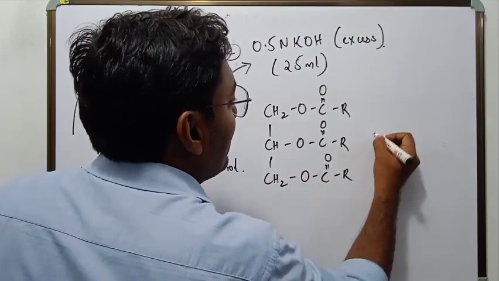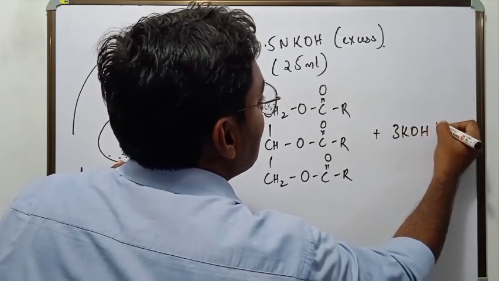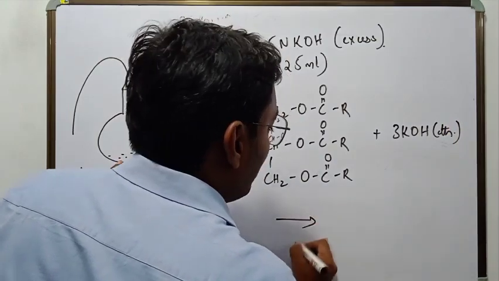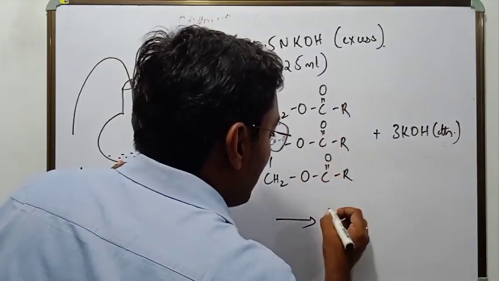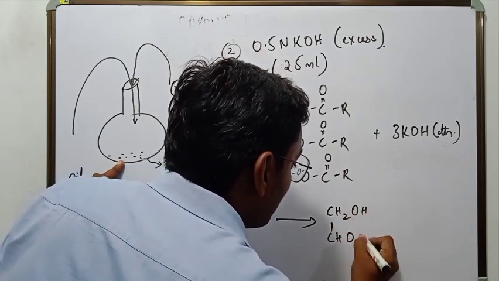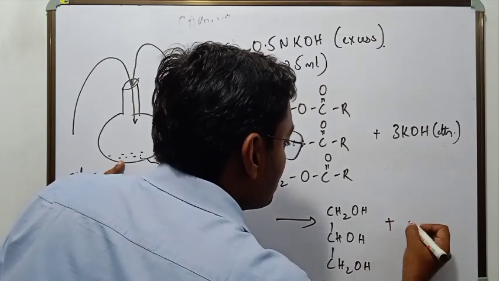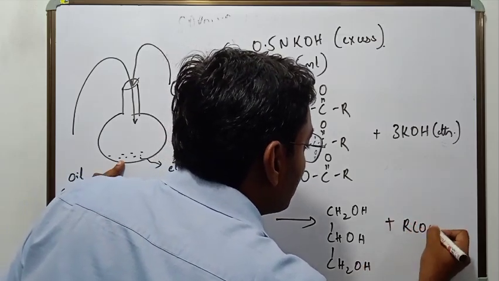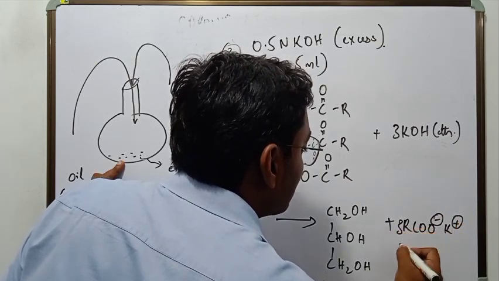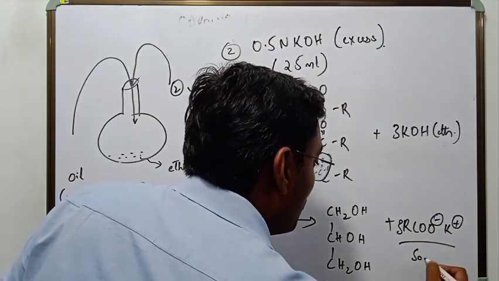And it would react with KOH, which is ethanolic KOH. And what would it yield? It would yield the component alcohol, which is glycerol, and it will also yield the corresponding potassium salt of fatty acid. Potassium salt of fatty acid, this is nothing but soap.